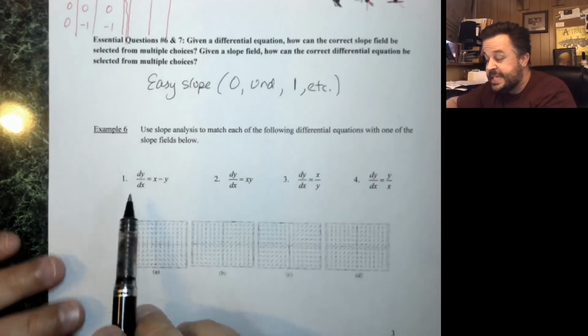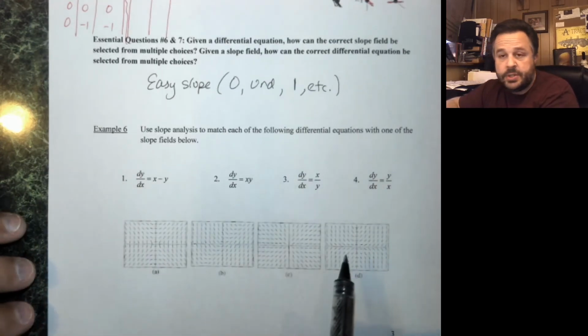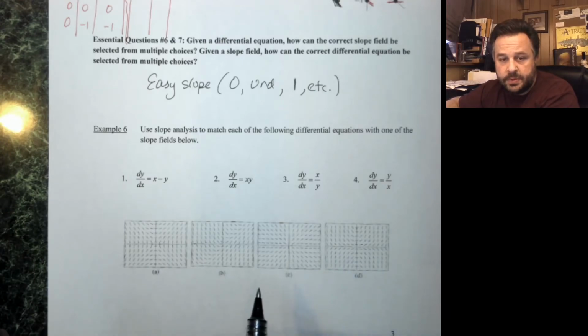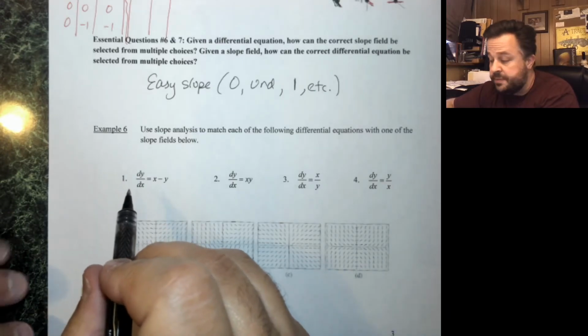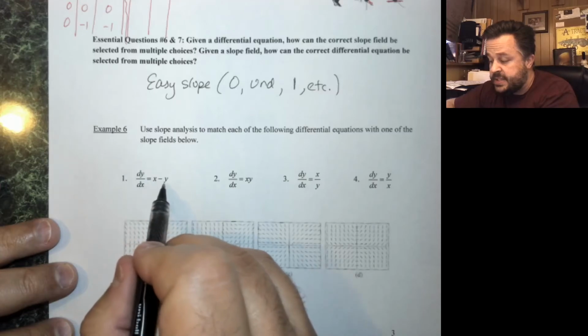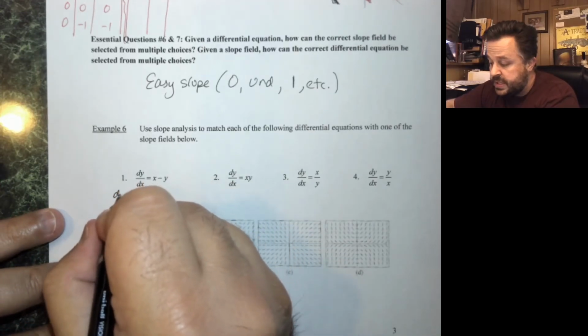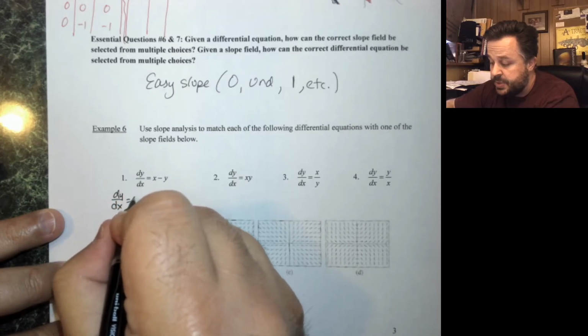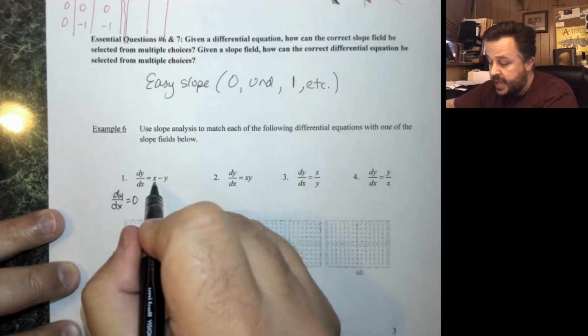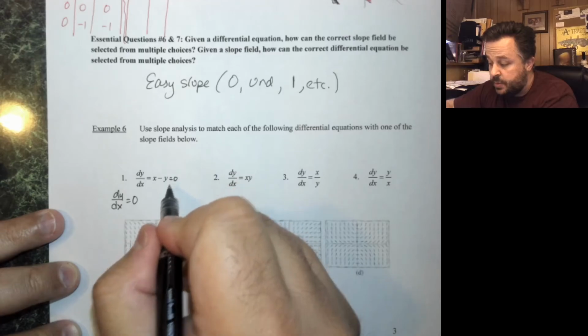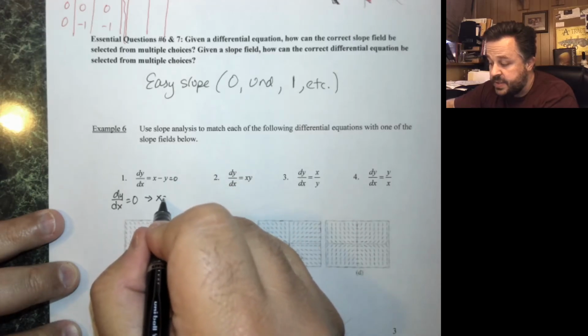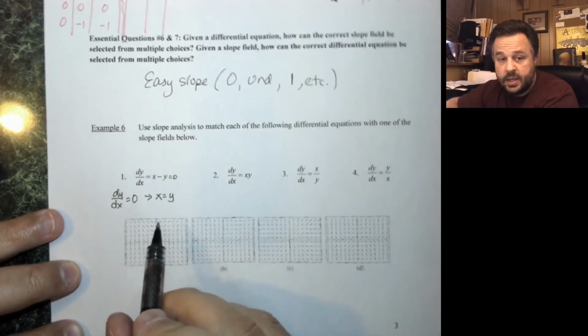So example 6 gives us 4 differential equations, and we have to match the slope field. So let's start with the first one right here. dy dx equals x minus y. So let's first of all ask, when will dy dx be 0? Well, x minus y is going to equal 0 when x is equal to y.